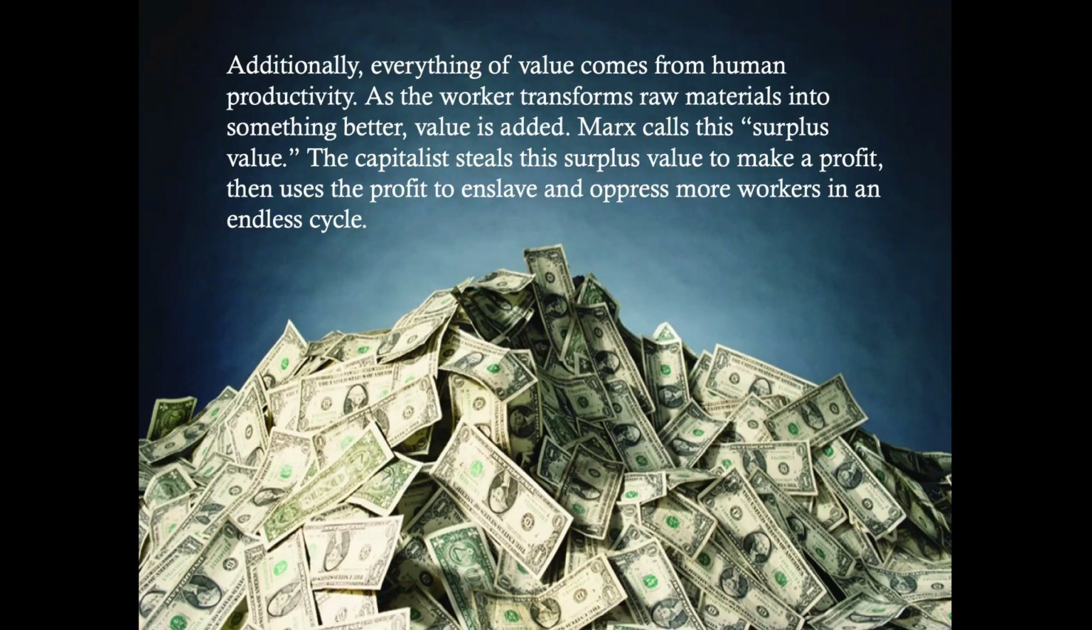So the value that I add to whatever I'm producing, the owner of the factory takes that and then uses that profit to enslave and oppress more workers in an endless cycle of oppression. So you think about the owner of the factory, right? And they're buying a yacht. Well, where does that yacht come from? That yacht comes from the surplus value of labor that they're exploiting.